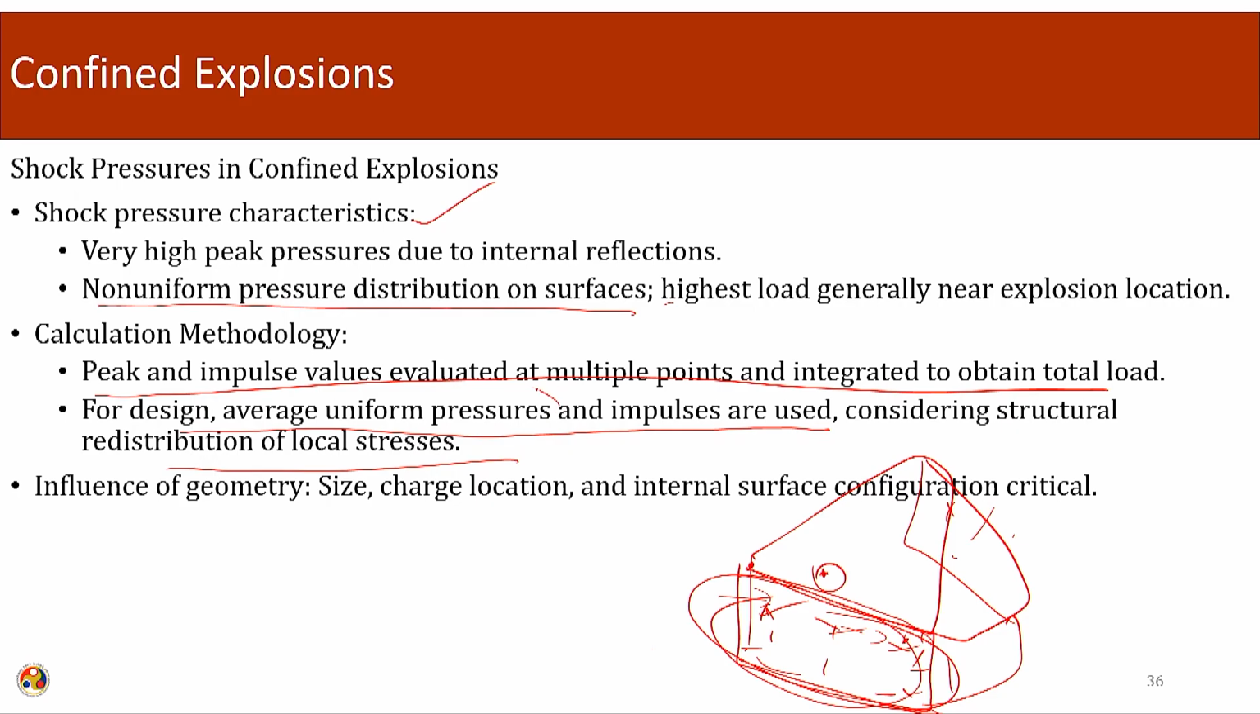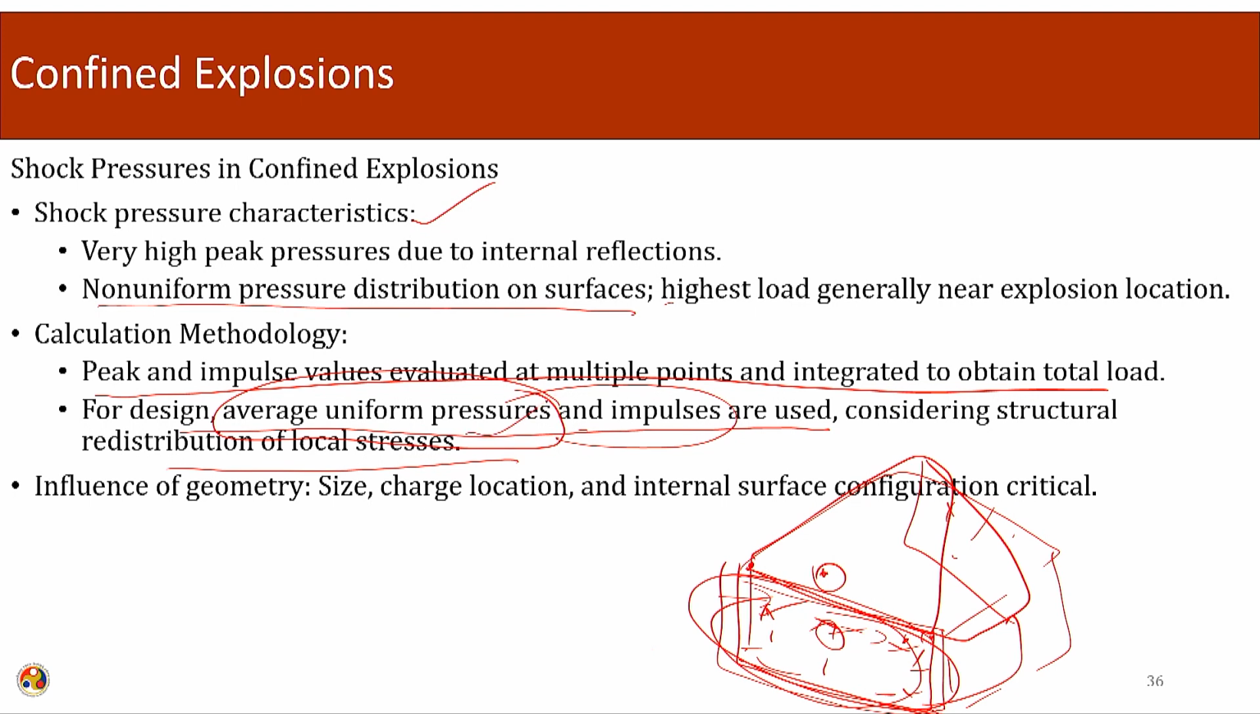So, to account for that, we design for the average uniform pressure and impulse. So, we design in an average sense. Otherwise, the design might prove to be highly uneconomical if we assume the maximum intensity that is occurring at all the points. And since the structure, due to its redundancy, can redistribute the load, we take into account this property.